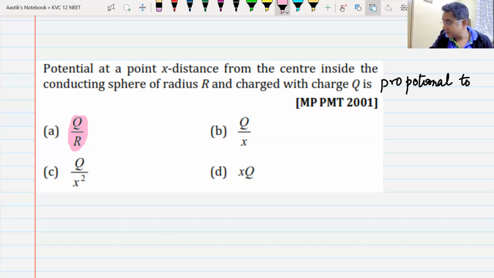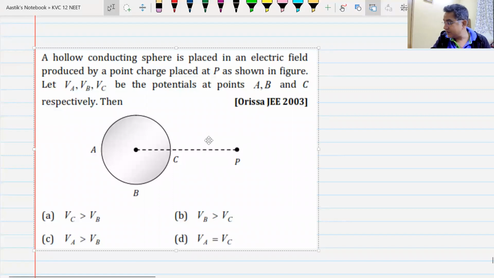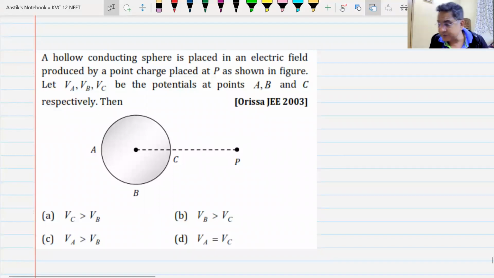Chalo, this is the last question that I have for you based on this, and I hope you can give me an answer for this one. If you can do this one, that means you have understood the entire concept, and any question that comes in your medical exam, you would be able to clear it. A hollow conducting sphere is placed in an electric field produced by a point charge.